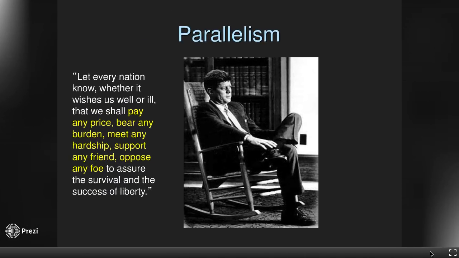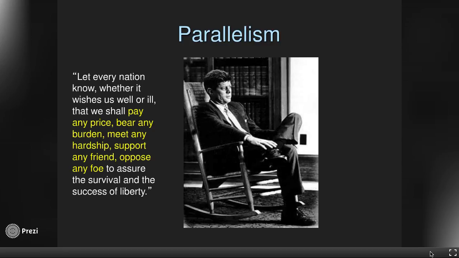Here, with JFK: let every nation know, whether it wishes us well or ill, that we shall pay any price, bear any burden, meet any hardship, support any friend, oppose any foe, to assure the survival and success of liberty. That you would have to say parallelism. You couldn't argue epistrophe or anaphora. You have repetition of sentence structure where you have a verb and then the word any, and then a noun, a concept, an idea that is coming behind it.